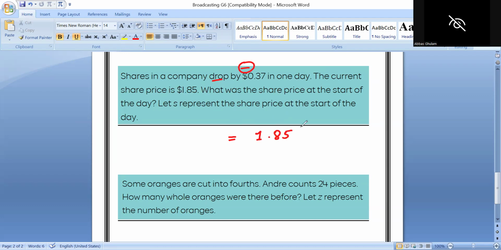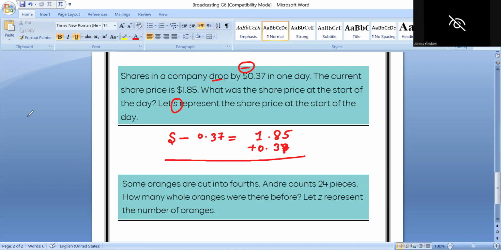Right now we have 1.85. Some already dropped. So what kind of variable am I using here? S. So I can use S here. Drop means minus. What is the opposite or inverse of the minus? Plus. If I add 0.37 here, I can get the total shares. That is 0.37. What I wrote here as plus, I can write as minus 0.37.